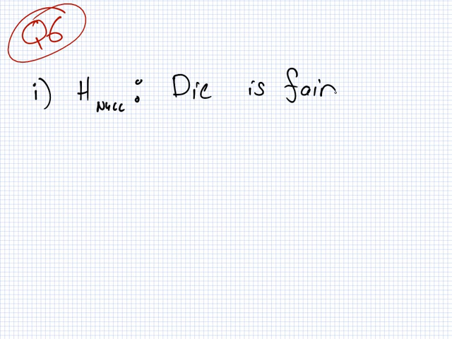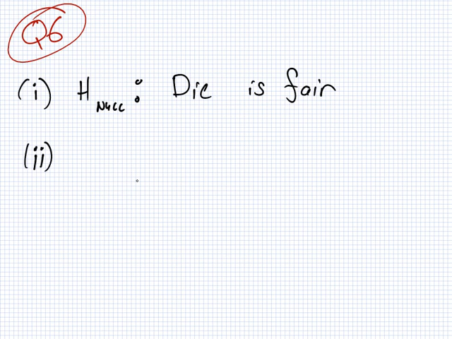Usually for these Null Hypothesis questions, the Null Hypothesis is what's called the status quo. Most of the time things are fair. You have to provide evidence to show it's unfair. So 99% of the time your Null Hypothesis is probably going to be something like "blank is fair". Now, second part.